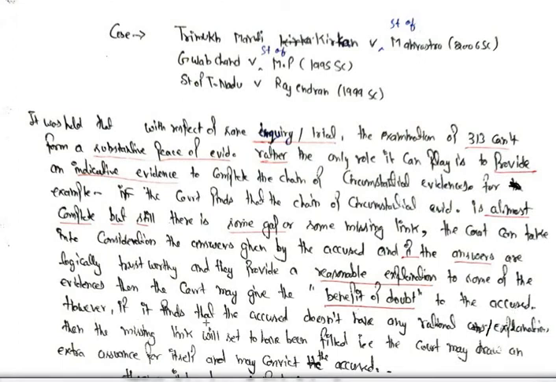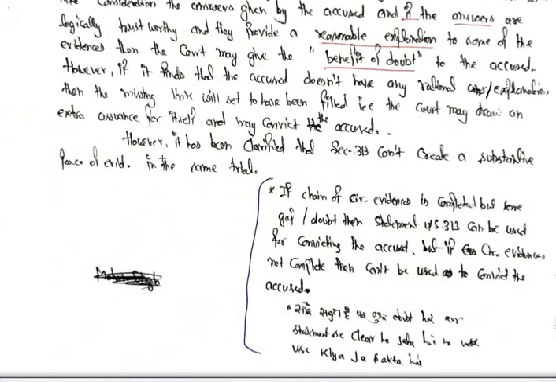However, if it finds that the accused does not have any rational answer or explanation, then the missing link will be said to have been filled. That is, the court may draw an extra assurance for itself and may convict the accused. However, it has been clarified that Section 313 cannot create a substantive piece of evidence in the same trial.